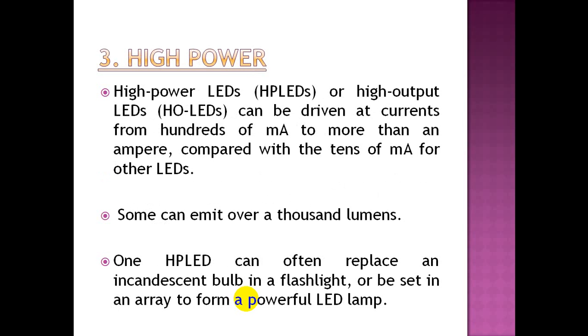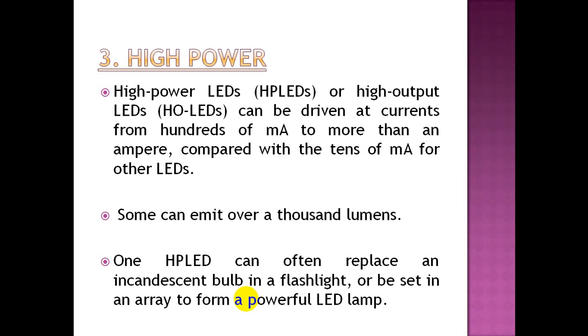Next is high power. High power LEDs are high output LEDs that can be driven at currents from hundreds of milliampere to more than an ampere, compared with the tens of milliampere for other LEDs. Some can emit over 1,000 lumens. LED power densities up to 300 watt per centimeter square have been achieved.